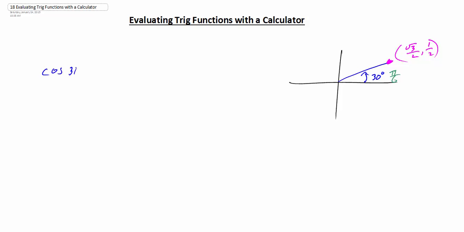Now, if we had been given a problem and we want to find the cosine of the 30-degree angle, well, the cosine is the x value. So we could certainly go over here and find the cosine of 30 degrees. And we know the x value here is square root of 3 over 2. Now we want to look at how we can use the calculator to come up with that answer.